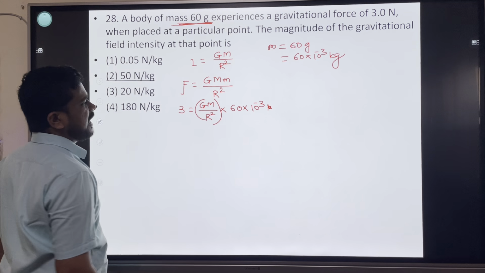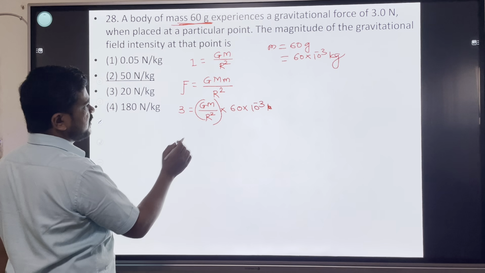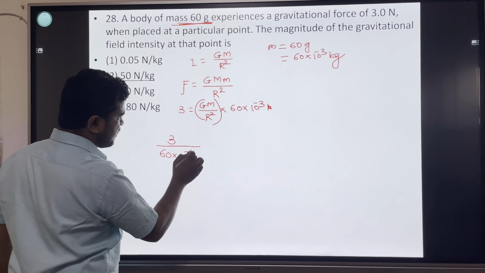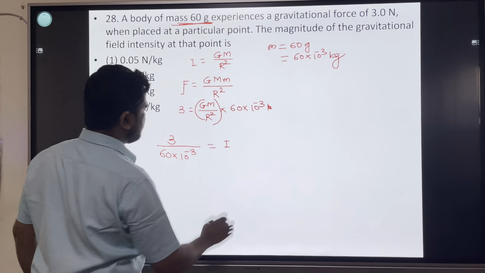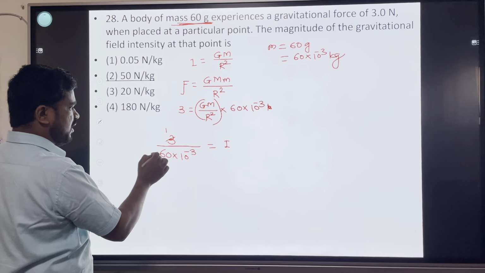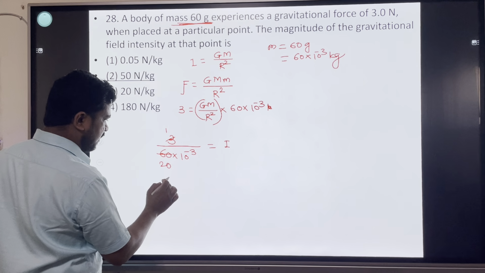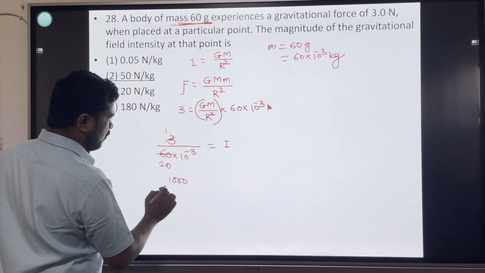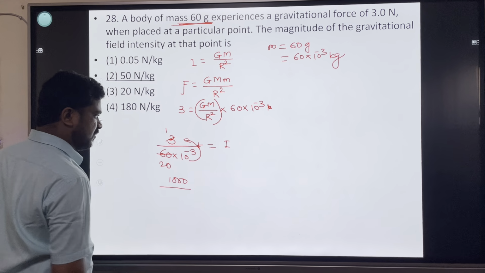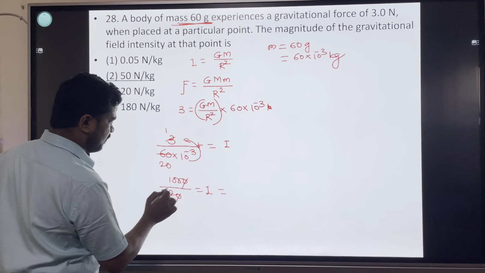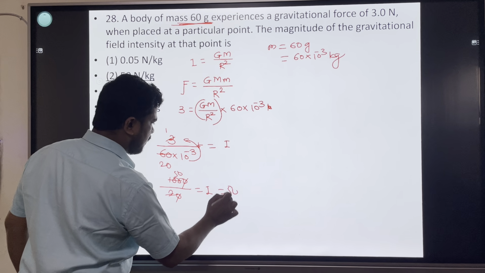This is gravitational field intensity: 3 divided by 60 into 10 raised to minus 3 is equal to gravitational field intensity. 10 raised to minus 3 goes up, 3000 divided by 60, that is 1000 divided by 20 is equal to I, 50 Newton per kg.